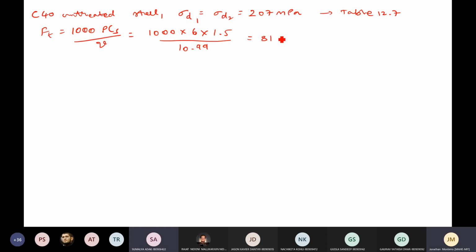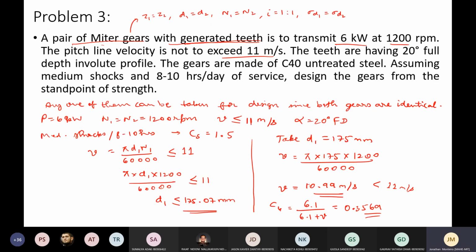818.92. Yes, I'm getting around that. Well, we'll go with whatever your value is, 818.9. Next, since the gears are identical, and look at this again, the gears are totally identical here, and since it is already mentioned, it is mitre gears. They are only used for change in direction.